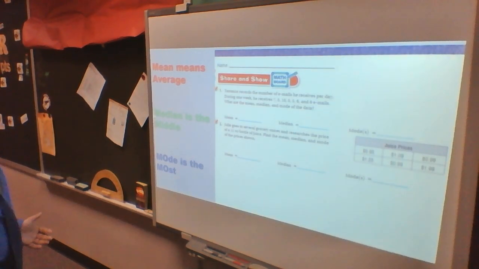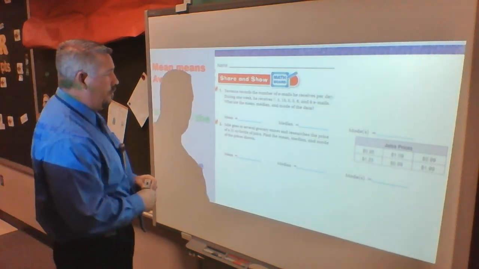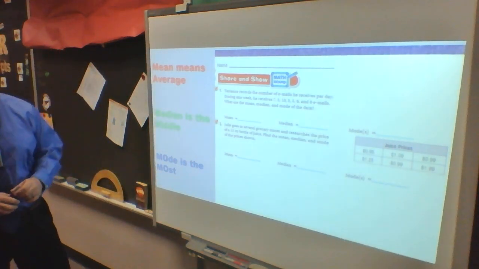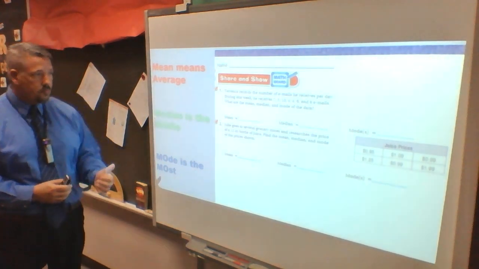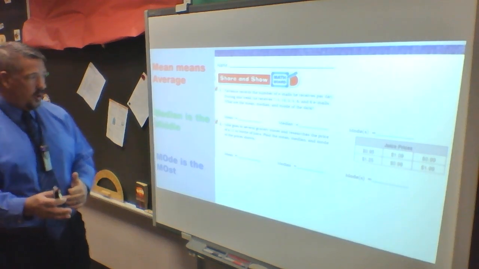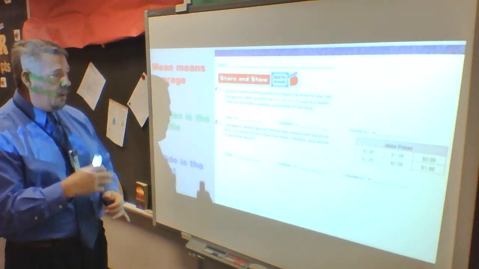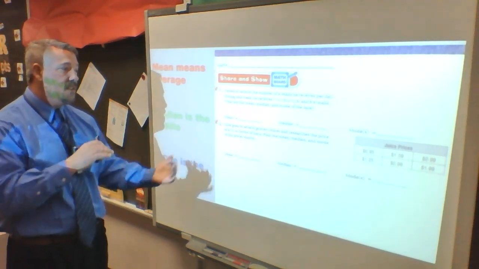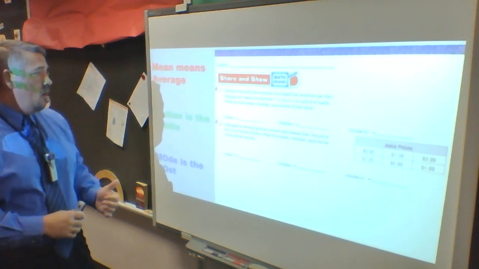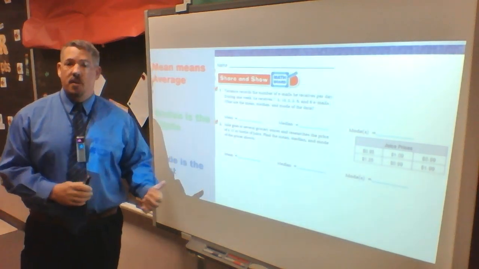Going on, the share and show. All right, so Terrence records the number of emails that he receives per day. During 1 week, he receives 7, 3, 10, 5, 5, 6, and 6 emails. What are the mean, median, mode of the data set?